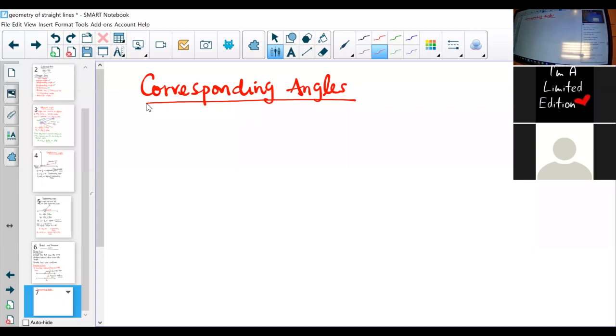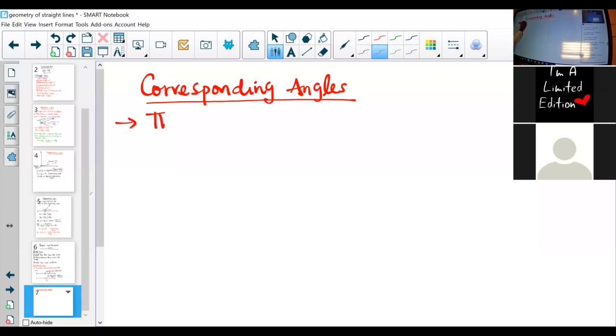Corresponding angles. All right. How do we then define corresponding angles? We need to understand the properties of these angles. And we are going to work on parallel lines. First, we can only talk about corresponding angles.